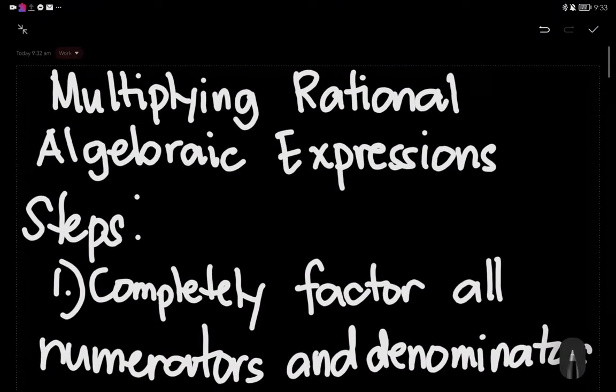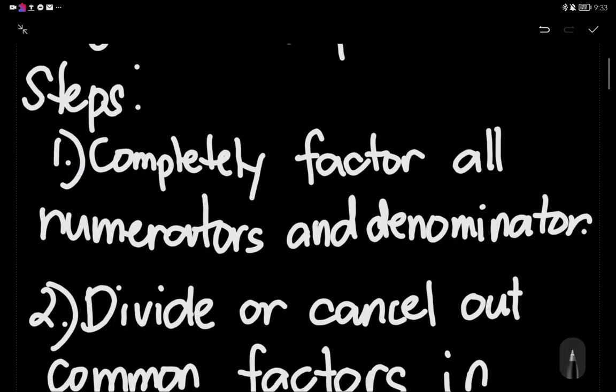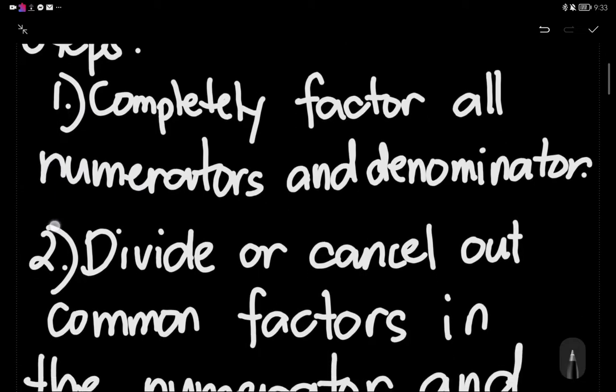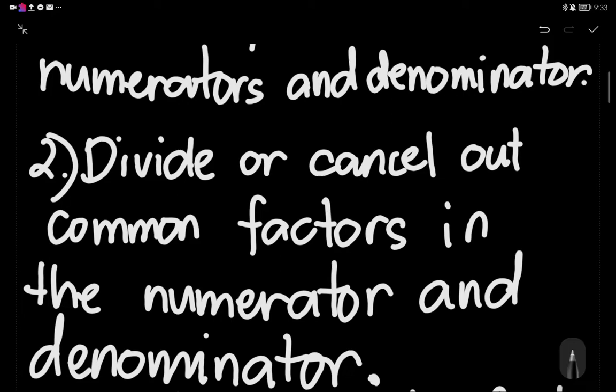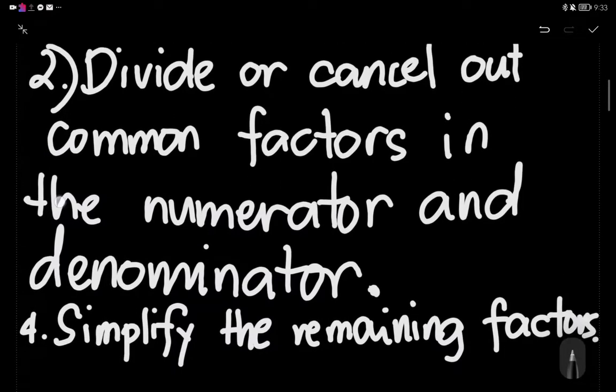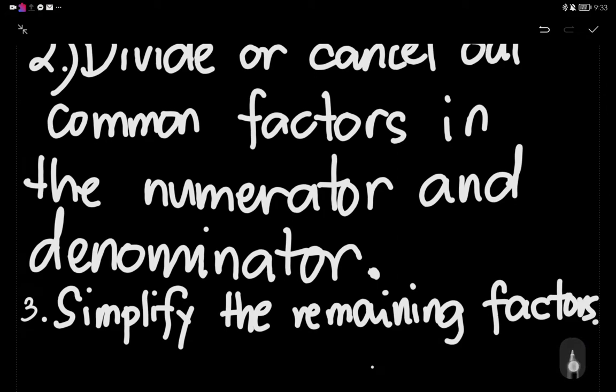Welcome to multiplying rational algebraic expressions. Okay, now let's discuss the steps. Step 1 is to completely factor all numerators and denominators. Step 2, divide or cancel out the common factors in the numerator and denominator. Step 3 is to simplify the remaining factors.